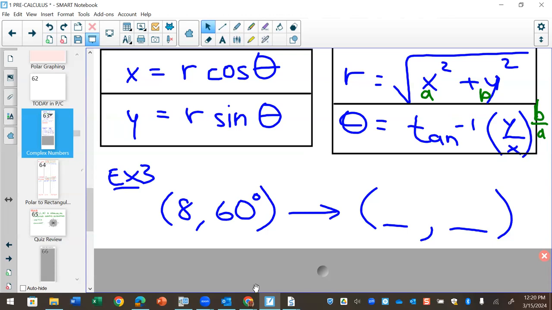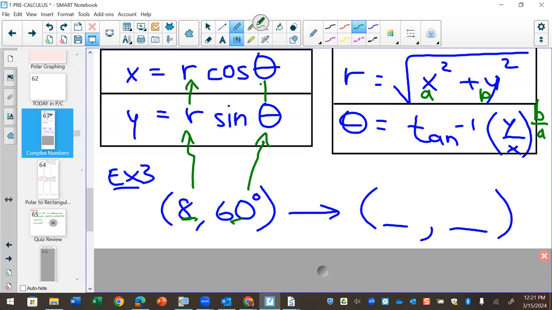Try this one first. You got your calculator ready? Let's go. I give you 8, 60 degrees. And I want... Well, what are they right now? What letter is this? And that's theta. How'd you know? So that's r and theta, which means how about you plug them in and tell me what x and y equal, one decimal place. Nobody better miss this.